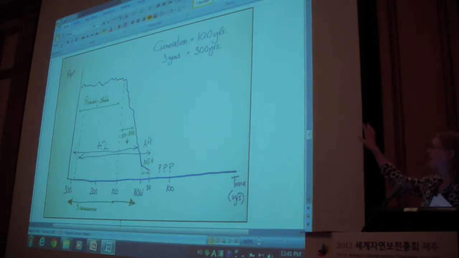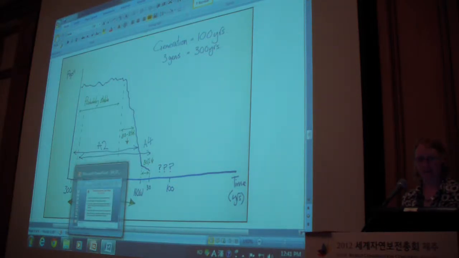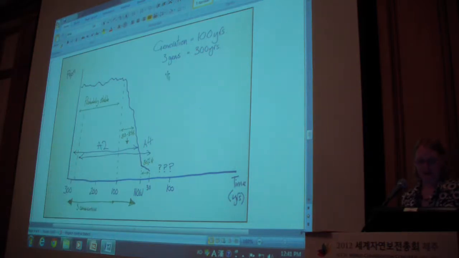I'll just show you this graph here. This attempts to explain the reasoning behind using A2 and A4. First of all, the generation length is about 100 years, so 3 generations is 300 years. And we have actual data from about 100 years ago. Over that time, from 100 years ago to now, there has been an 80 to 85% decline. So that's not 3 generations in the past.